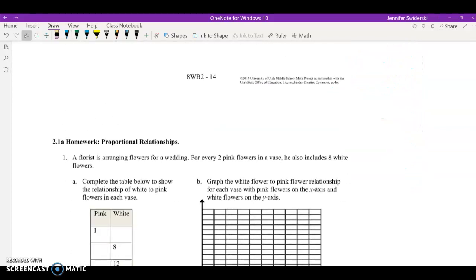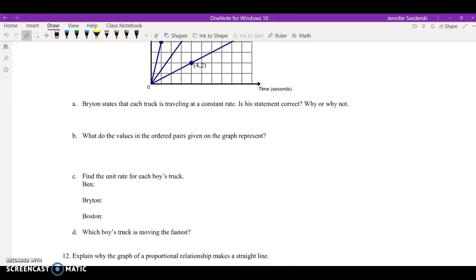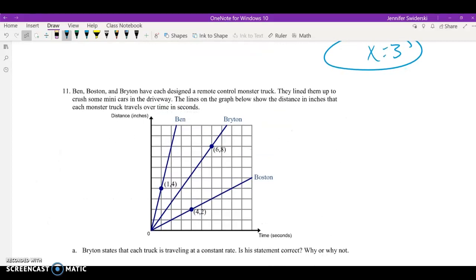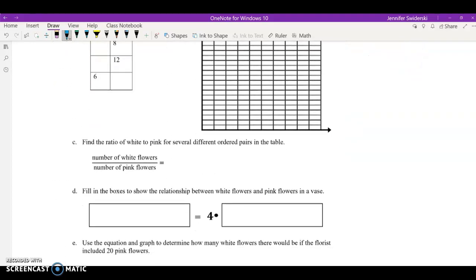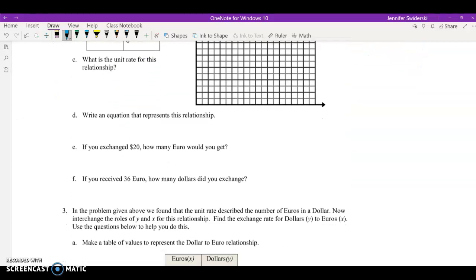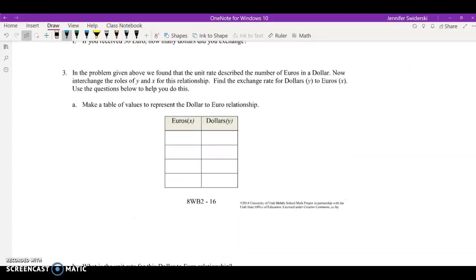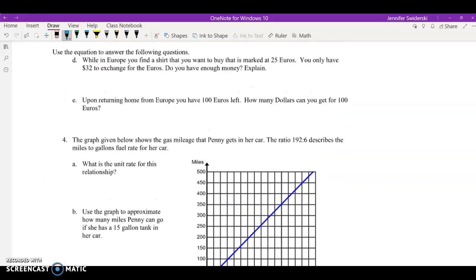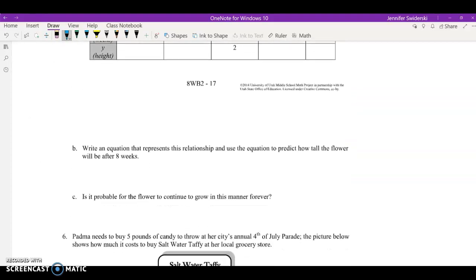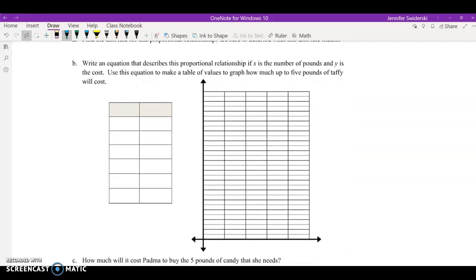I am going to have you guys try number 11 on your own. And then you're going to go ahead and scroll down and do the homework portion of this. Skip number 3. I don't like that problem on the homework. So skip 3. And yeah, go and work on those problems. Come to my office hours if you need help. We'll be working on proportional relationships the next couple days.